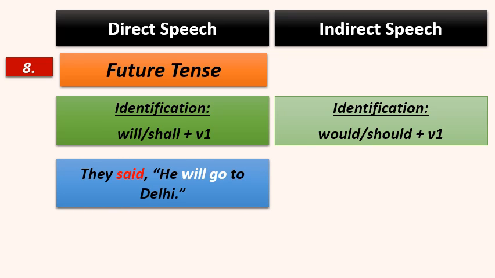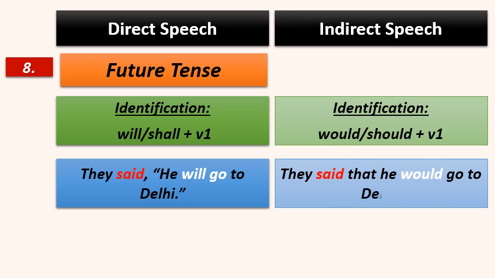They said, "He will go to Delhi." So as you can see, he will go to Delhi is here the reported speech, and will go is here the verb, and it is representing that it is future tense. So will becomes would, shall becomes should, and the form of the verb will remain the same. So they said that he would go to Delhi.